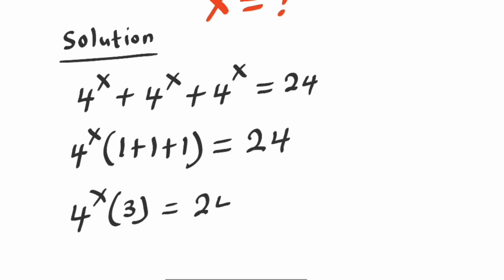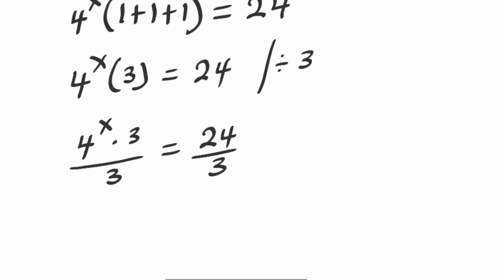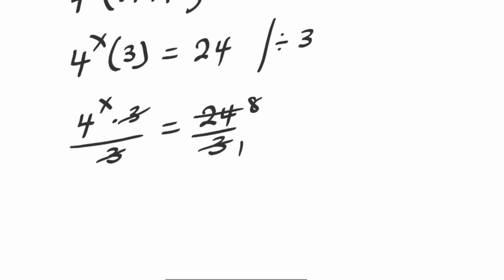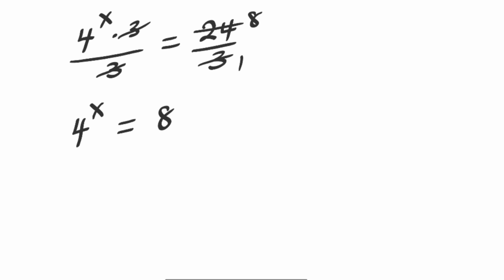is equal to 24. Now let us divide the whole of this equation by 3. 4 raised to power x multiplied by 3 divided by 3 is equal to 24 divided by 3. This 3 cancels this 3. 3 here 1, 3 here 8. 4 raised to power x is equal to 8. Let us take the log on both sides of this equation. Log 4 raised to power x is equal to log 8.